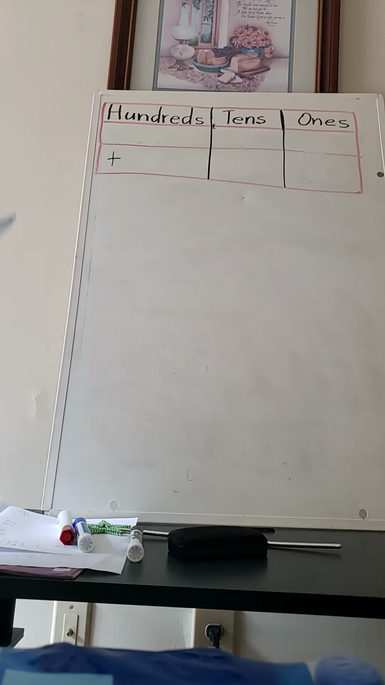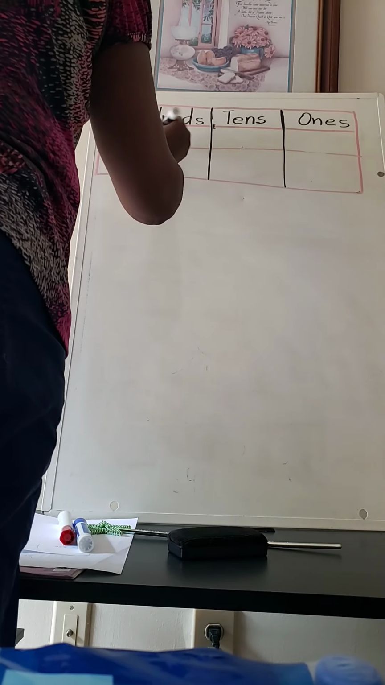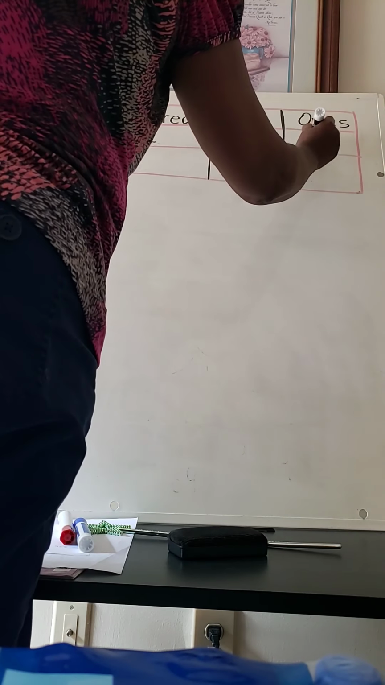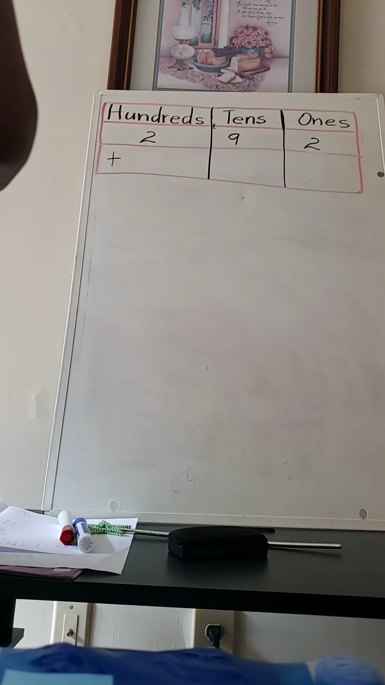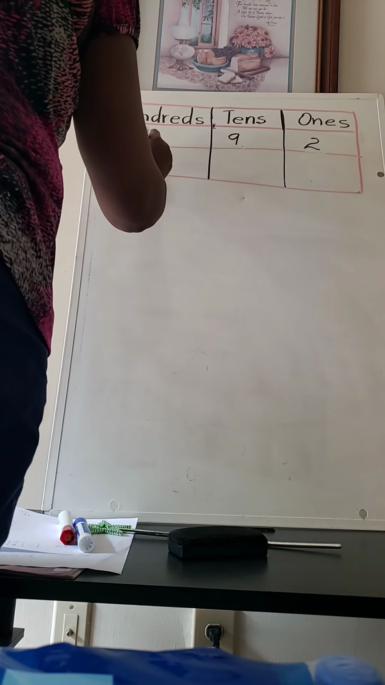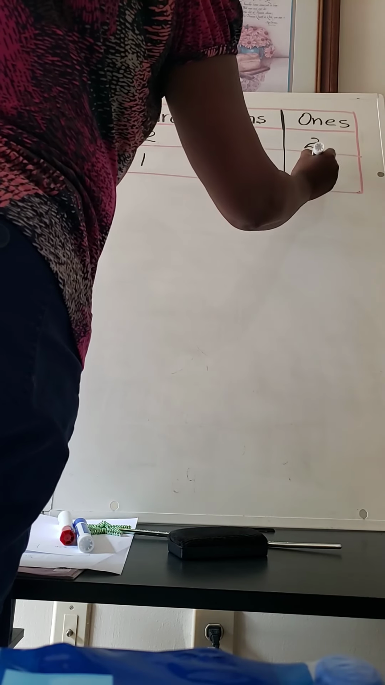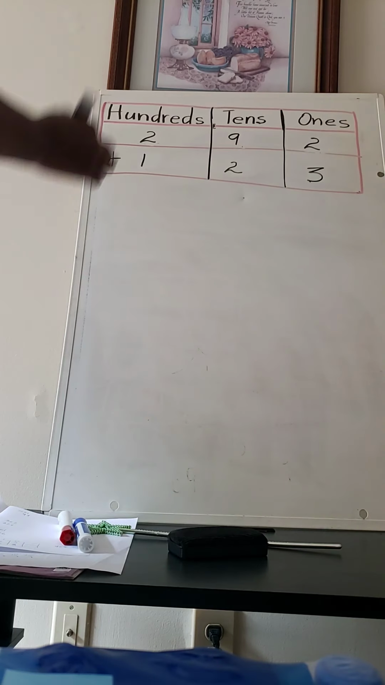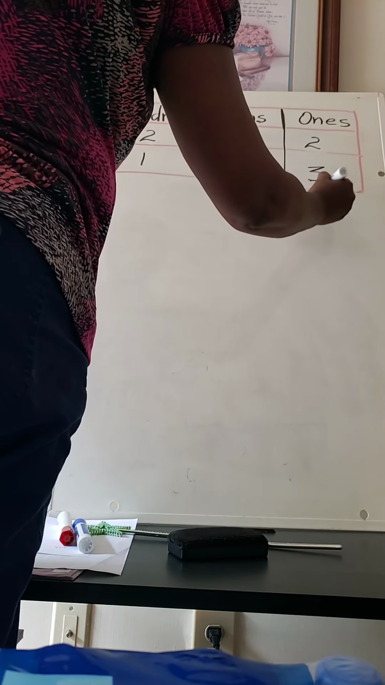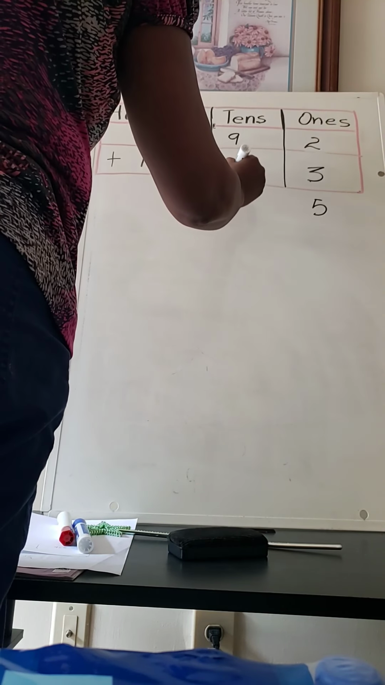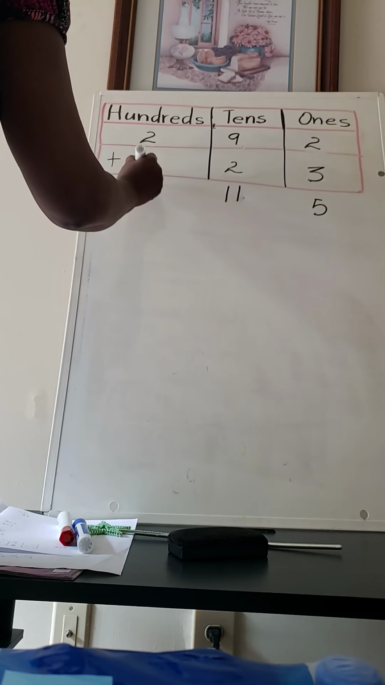Let us say that in a school there are 292 females, and we had 123 males. We want to find out how many there are together. So we have 3 and 2, 5, 9 and 2, 11, 2 and 1, 3.